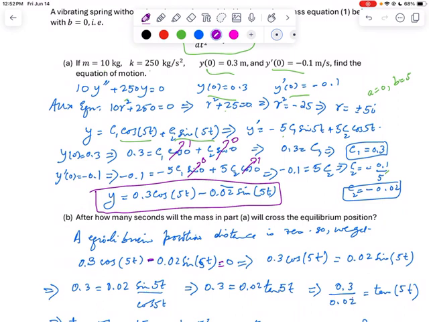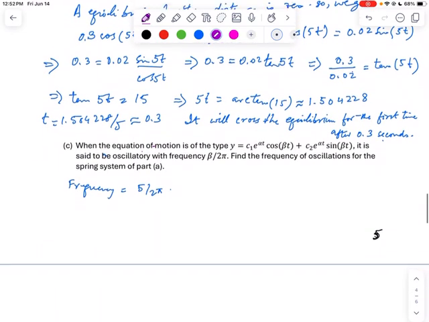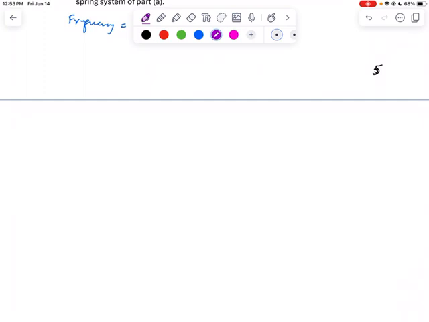Now the next part is asking how many seconds will the mass in part A cross the equilibrium position. So what are they asking? What do they mean by that? This is how it works. If you have the mass attached to the spring, let's say it's here, maybe it's sitting on a surface. Let's say this is the equilibrium position. If you just leave it, don't move it or touch it, it's sitting here in the equilibrium position. At this position we said that y is equal to 0.